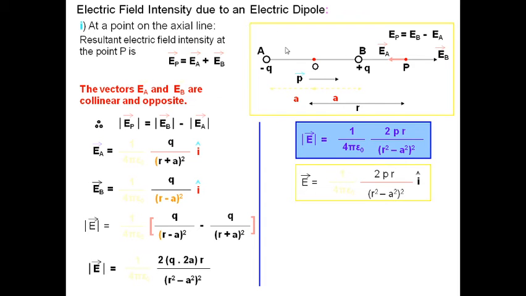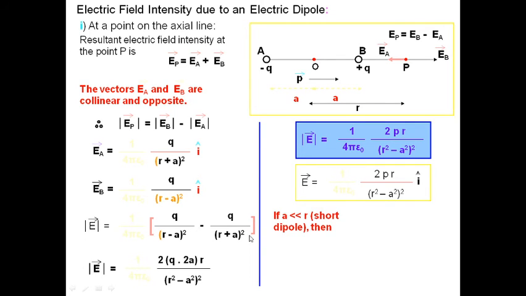And that shows that the net electric field is also acting along the direction of EB, because it's EB minus EA. So that is outward direction, and that is in the same direction as the direction of electric dipole moment. It means E and P both are in same direction.